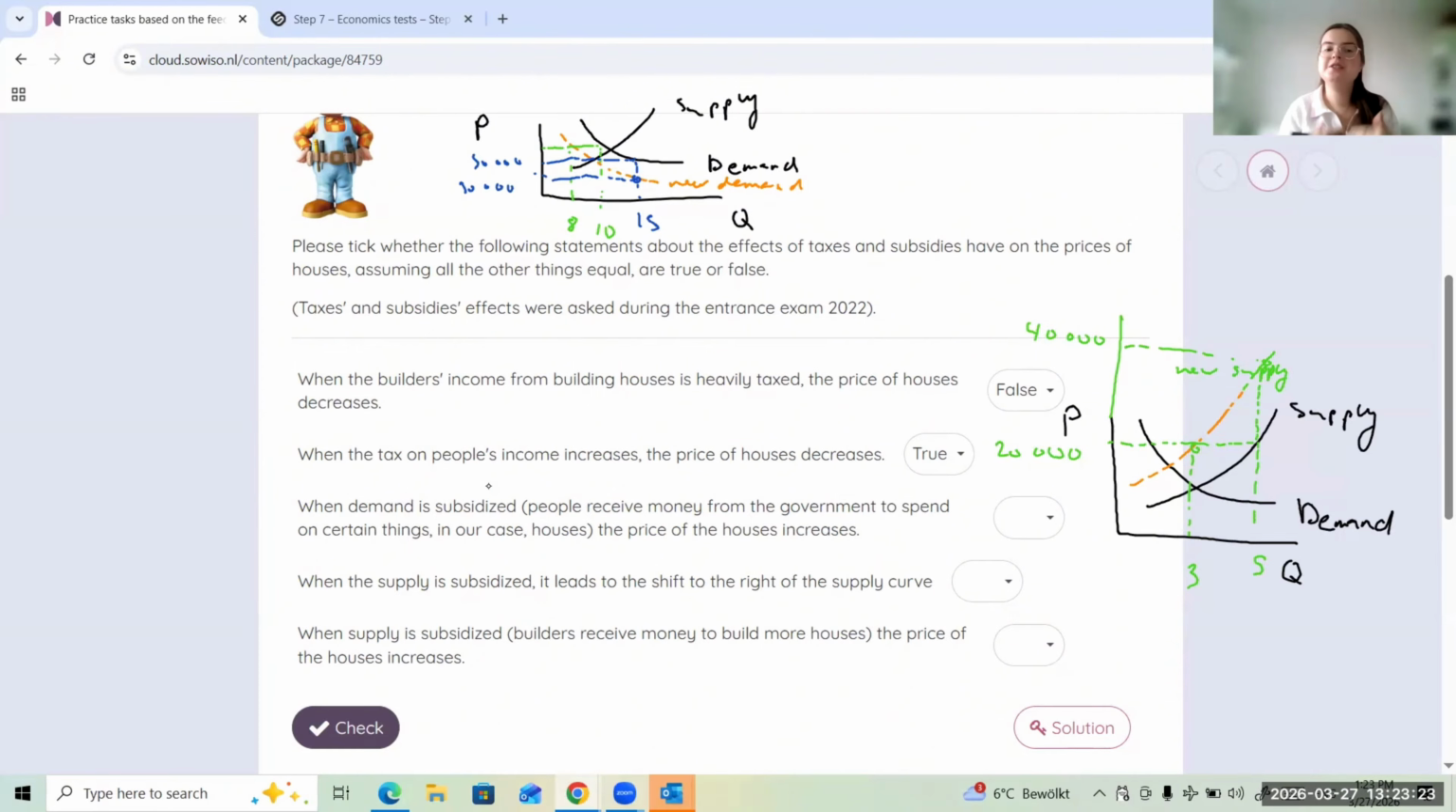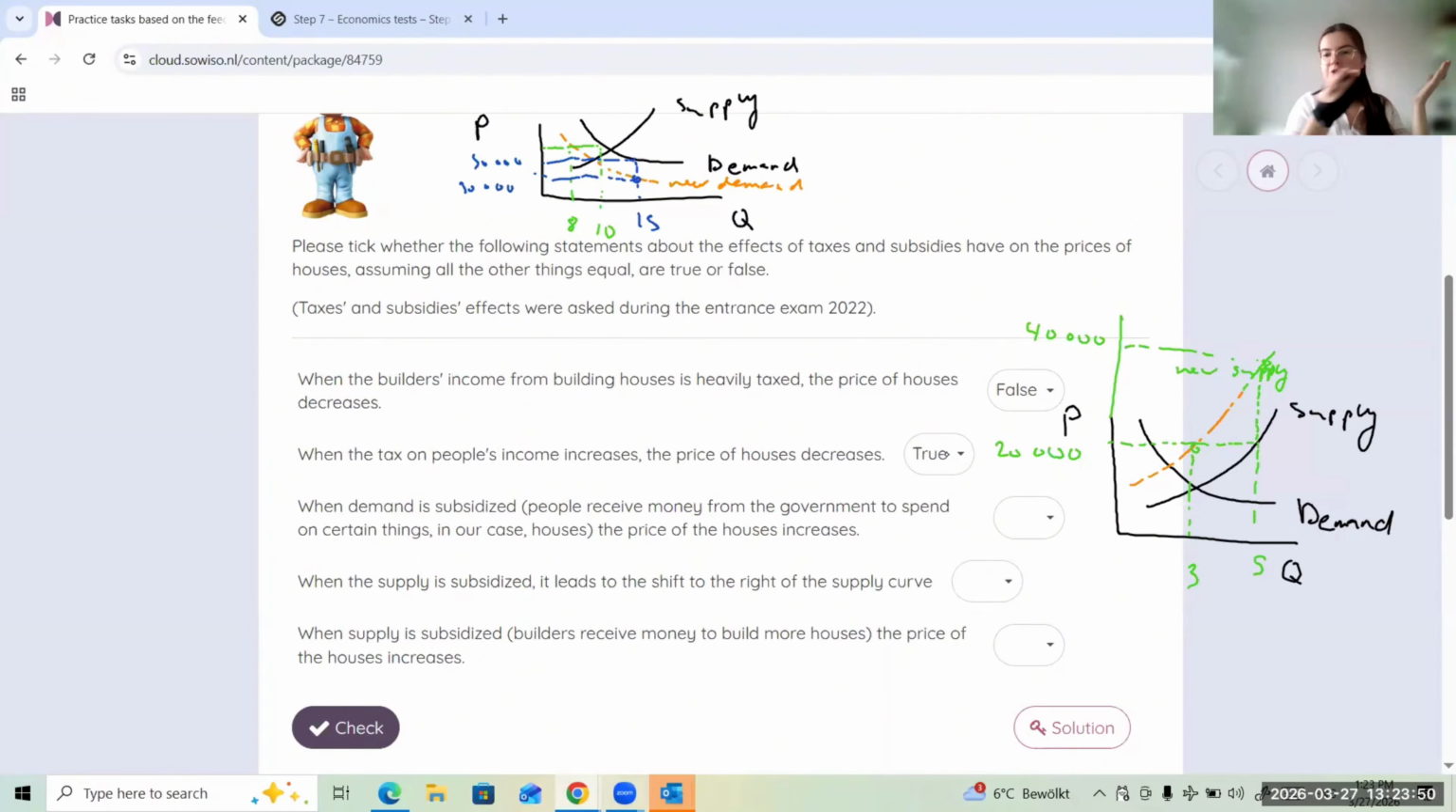Also, when demand is subsidized, so people receive money from the government to spend on houses, you now increase demand. So the government intervenes and basically pushes the demand curve to the right. Then the price of the house increases. So even without drawing the graph, what you should think is, okay, there is still the same supply of houses, but now people want much more of them.